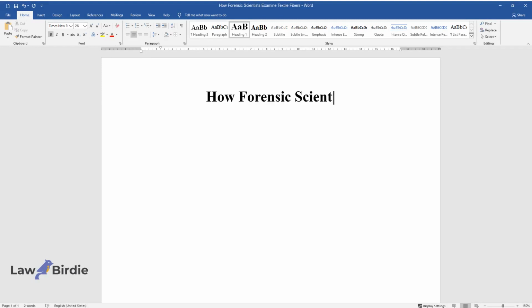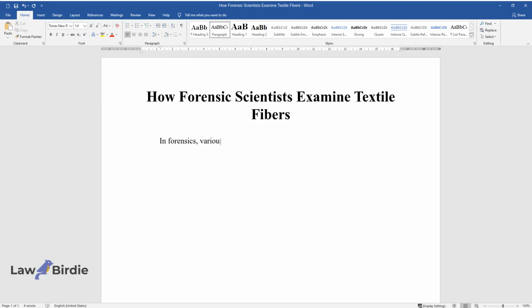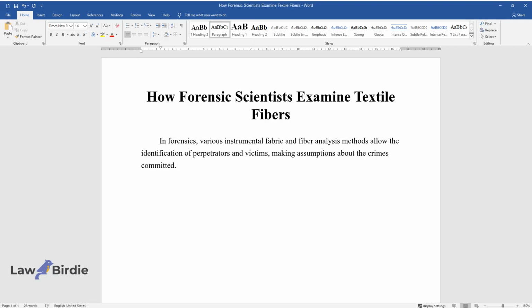How forensic scientists examine textile fibers. In forensics, various instrumental fabric and fiber analysis methods allow the identification of perpetrators and victims, making assumptions about the crimes committed. This essay discussed a case scenario in which a suspected sexual assault victim was apprehended by law enforcement.